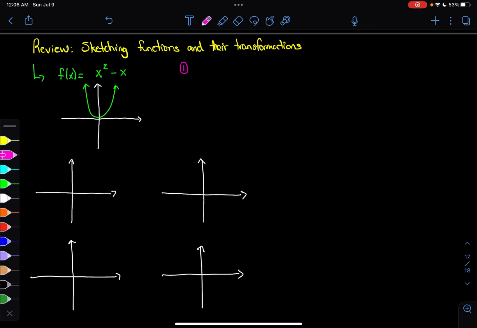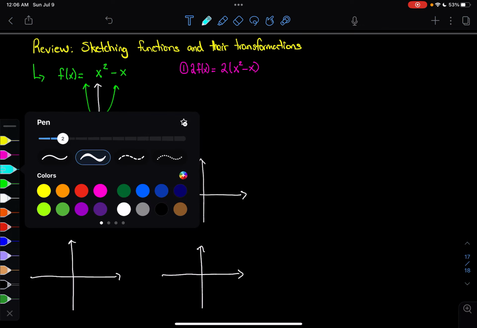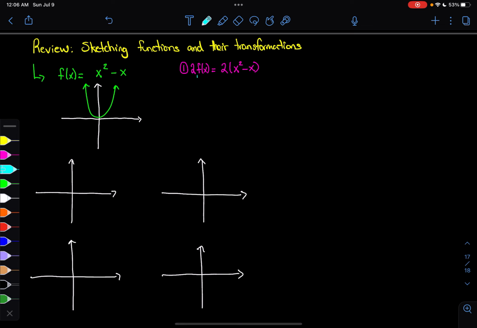So, the very first transformation that we might do, I'll put 1, is what happens when I take that function and I multiply it by some number on the outside. Okay, so that is if I take a 2 and I multiply my function by 2. Well, what is this doing? This is taking all of my original y values and I'm multiplying them by 2, right? That's essentially what I'm doing.